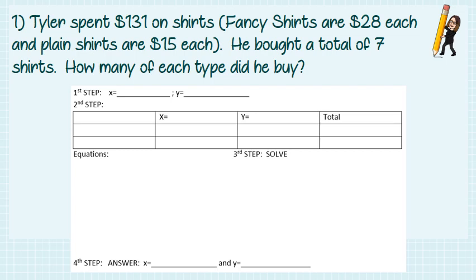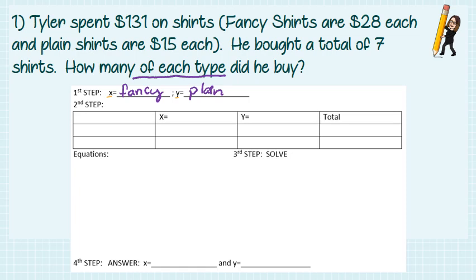The first thing we want to identify is our unknowns, our variables. So I'm going to stick to the x and the y variable. And we want to decide what will each variable represent. Here's where you have to look at the question. How many of each type? Each type tells me I'm going to have a fancy shirt type and I'm going to have a plain shirt type. Those are the two unknowns. I don't know how many fancy shirts and I don't know how many plain shirts. Because I don't know, those are my variables.